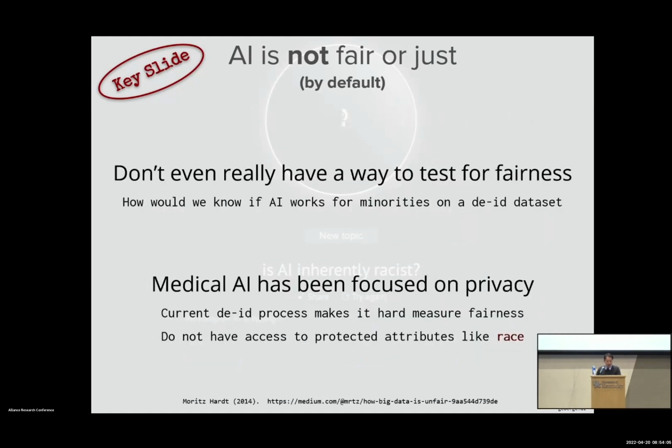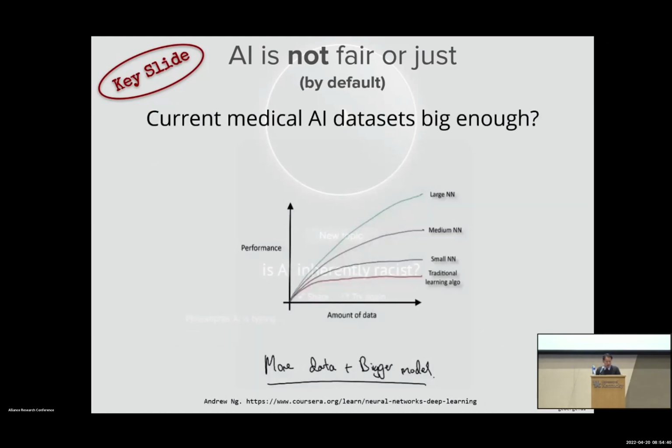And in fact, we probably don't really even have a good way to test for fairness, right? Like I can run Banana AI and I can run a bunch of tests to see how it works on different kinds of bananas. But in the medical world, especially when we're doing research or even commercial applications, the way that we de-identify data strips out a lot of the important identifiers so that it's very difficult to test for the kind of fairness that we want. Part of it is because we're focused on privacy, but nonetheless, this is not obvious for us.